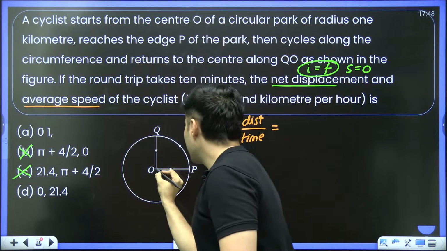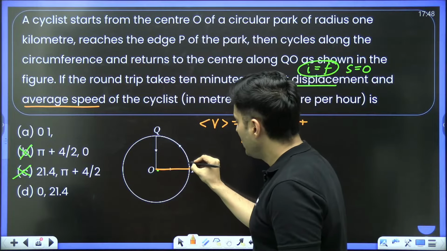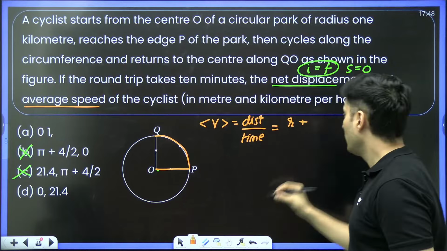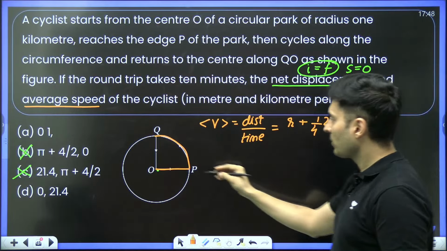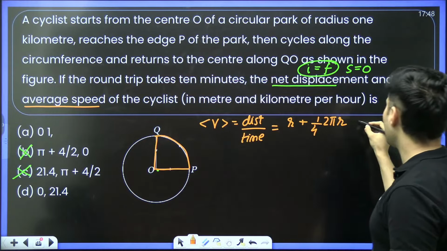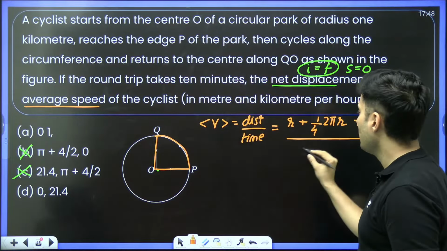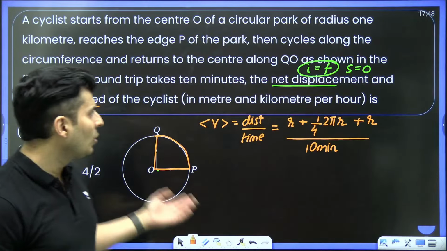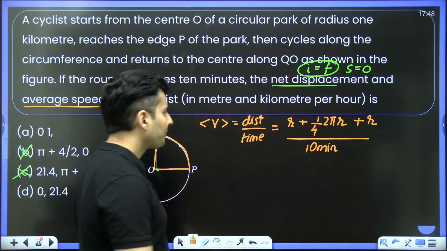Now this length is basically r, the radius. This length is the circumference's 1/4, so it is 1/4 of 2 pi r. This length is again r. The whole thing is divided by the time, which is basically 10 minutes. But I think I'll have to convert it into hours, because the question asks to find it in kilometers per hour.